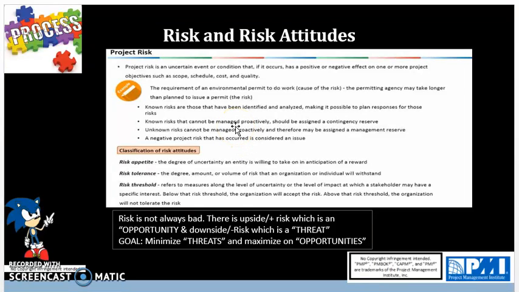Anything that we accept as a risk is going to be actively planned for and be part of our cost baseline. So contingency reserves plus all budget estimates for all control accounts in the WBS all are going to be part of the overall budget. So the budget, as we recall from cost planning, consists of the cost baseline plus the management reserves, which is money set aside for unknown risks that cannot be managed proactively. So the cost baseline plus management reserves equals the budget.